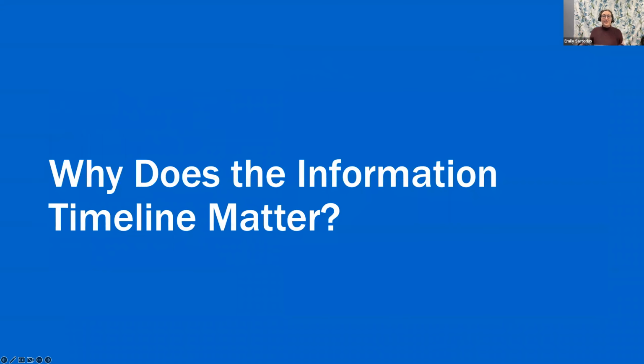And now that you understand the information timeline, you might be wondering, why is it important that I know this? How does this help me with my research project? Why does it matter? It matters because different formats of information give us different perspectives. If something happened a week ago, we know that we're not going to get a scholarly perspective on the event because it takes a long time to go through the peer-reviewed process.